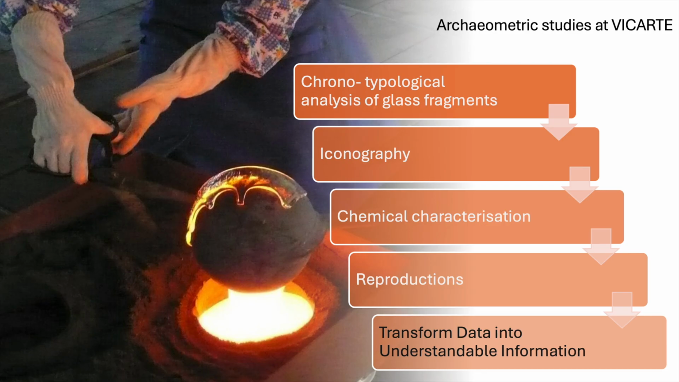We always start with the chronotypological analysis of the glass fragments, and we'll see what this means. Then the iconography, so understanding that shape in the context and chronology. Then we move into the chemical characterization, the archaeometry per se, and reproductions, both of the shapes and of the glass chemical composition. Finally, and I think most relevant, we transform this data into understandable information. So the question that we like to ask is: and so what? Why should we care?